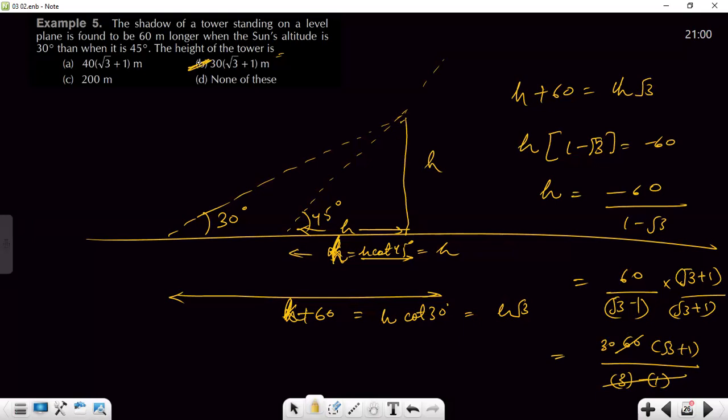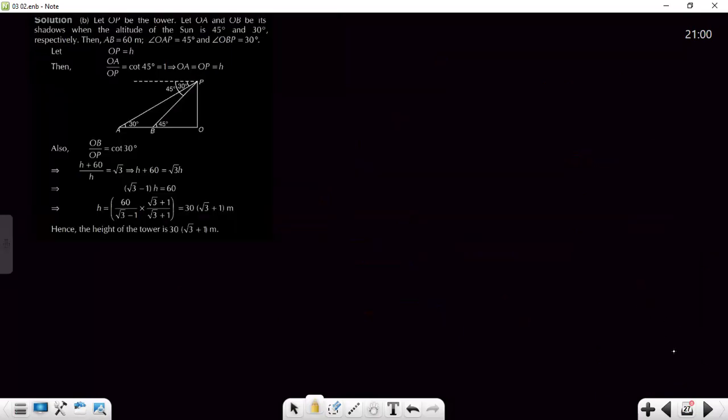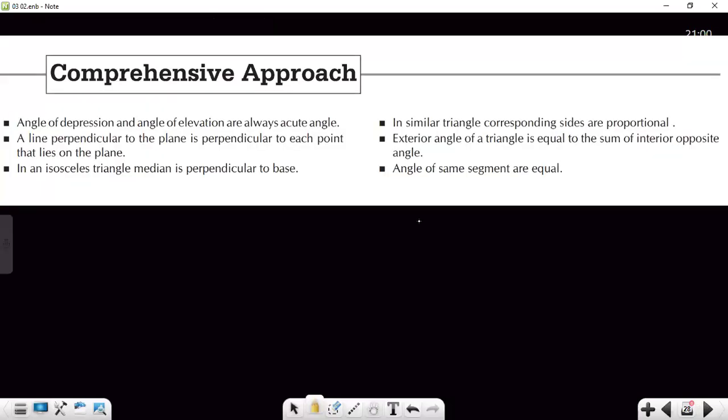Yes, sir. The chapter is completed. Angle of depression and angle of elevation are always acute angles. Acute angles are those angles existing between 0 degrees and 90 degrees. A line perpendicular to the plane is perpendicular to each point that lies on the plane. Yes, this is perpendicular here, and this line is perpendicular to each point.